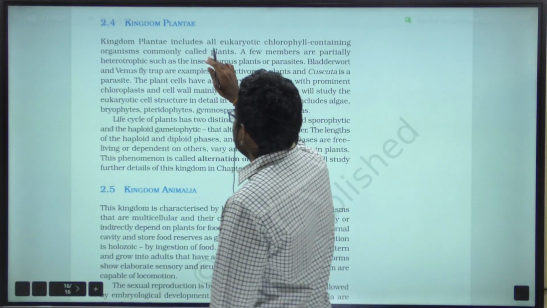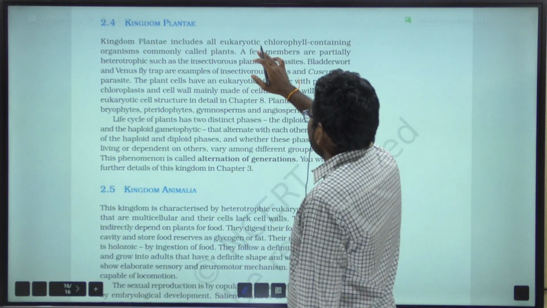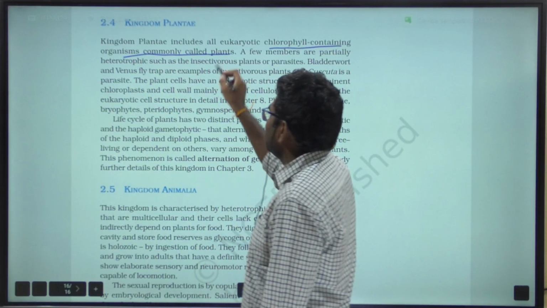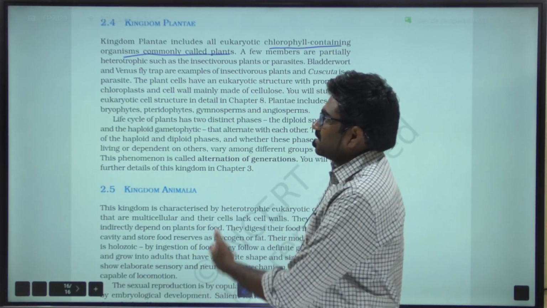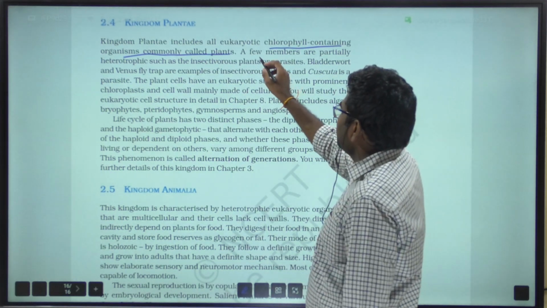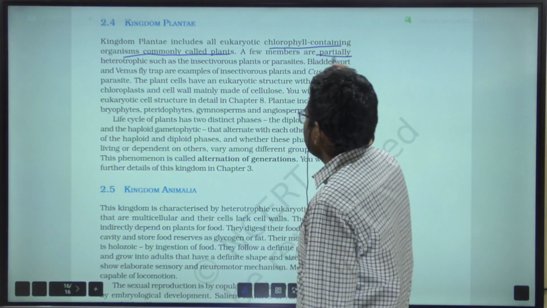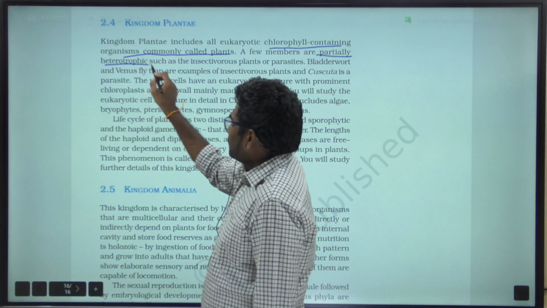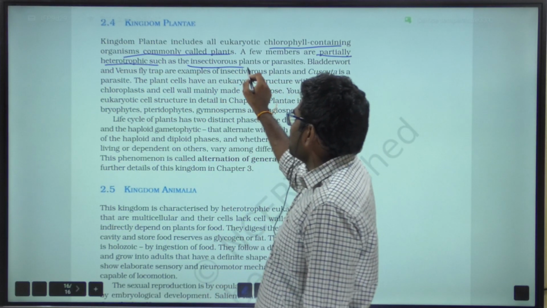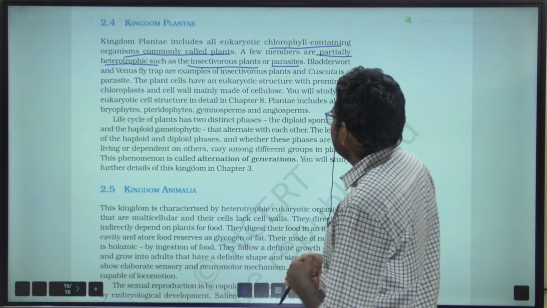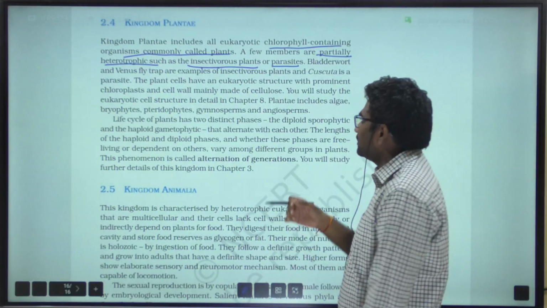Kingdom Plantae includes all eukaryotic and chlorophyll containing organisms commonly called plants. As we know, they are the autotrophs, and a few members are partially heterotrophs. Very important. A few members are partially heterotroph, such as the insectivorous plants or parasites. So remember the examples. For a 2 marks question, it is very important.